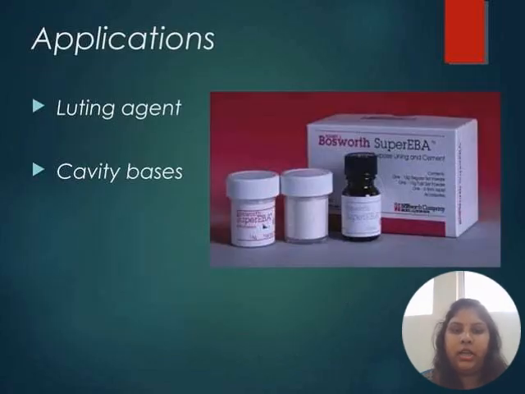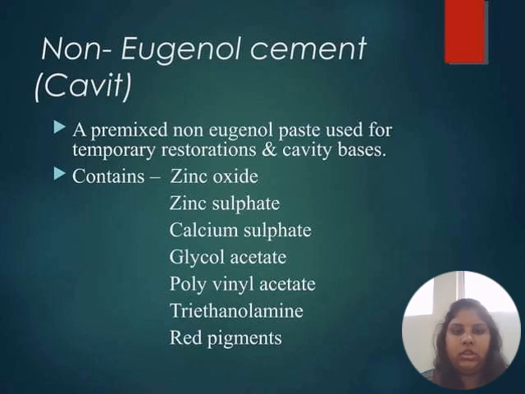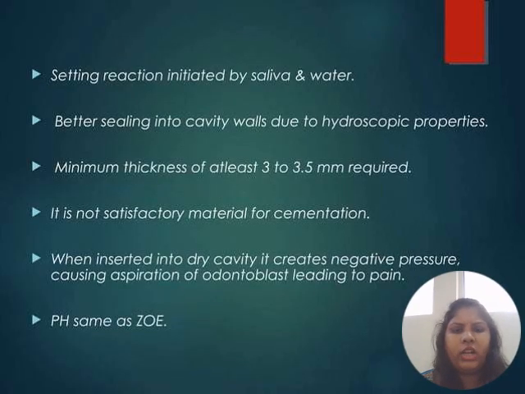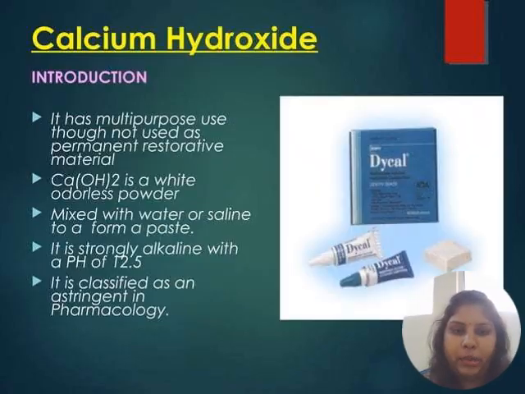Then application as luting agent and cavity base. Then non-eugenol cement: it is a premixed non-eugenol paste used for temporary restoration and cavity base. So the pH of this is the same as zinc oxide eugenol. It is not a satisfactory material for cementation. The setting reaction in this is initiated by saliva and water, but it has better sealing into the cavity walls due to hygroscopic properties.